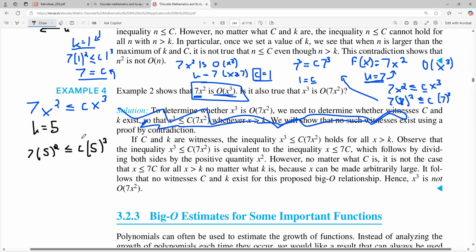And what do we get? We want to solve for c. We want to find what c is. So we turn this less than or equal to sign into an equal sign. And we divide both sides by 5 squared, get rid of the 3 here, and we get that 7 is equal to c times 5.